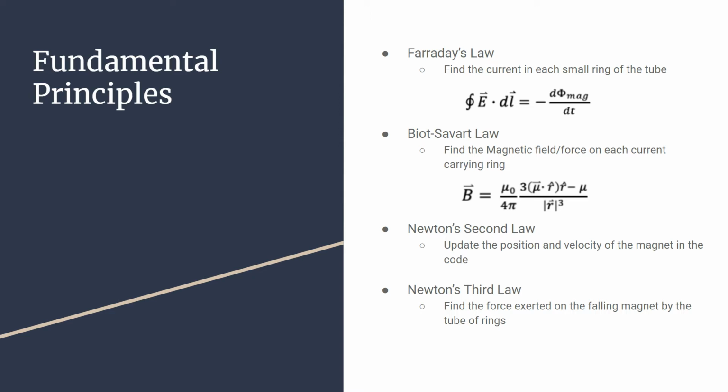To carry out this lab, we had to use several fundamental principles of physics. The first one being Faraday's law to find the current in each small ring of the tube using this equation. The Biot-Savart law to find the magnetic field and force on each current carrying ring using this equation. And then we use Newton's second law to update the position and velocity of the magnet in the code, and Newton's third law to find the force exerted on the falling magnet by the tube of rings.